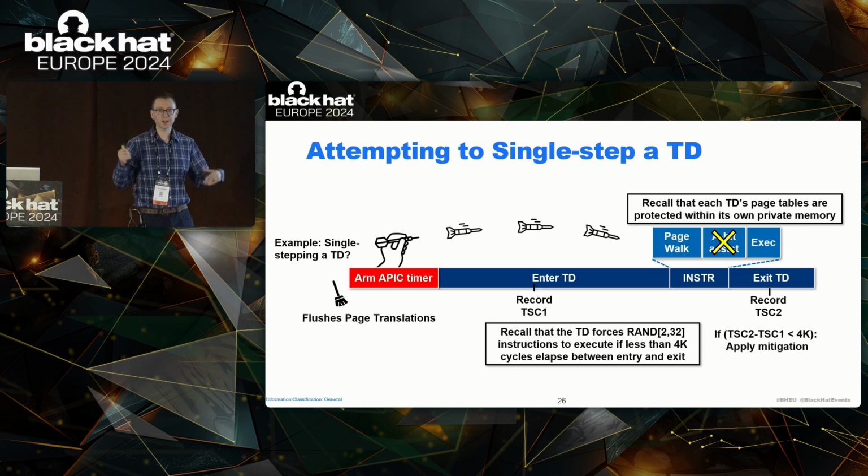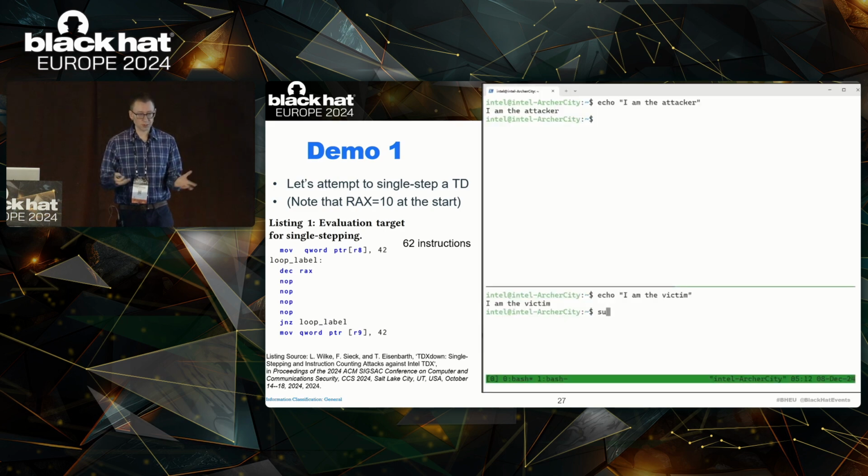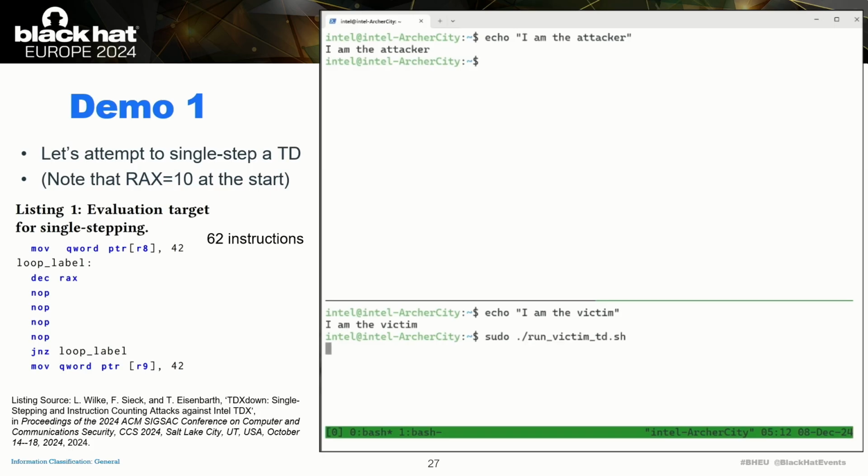That if the attacker launches the attack and triggers the instruction to exit too soon, before a certain amount of timestamp counter cycles have elapsed, then the mitigation will be triggered and force a random number of instructions to execute. So let's just try to single step through a TD without doing anything else and see what happens.